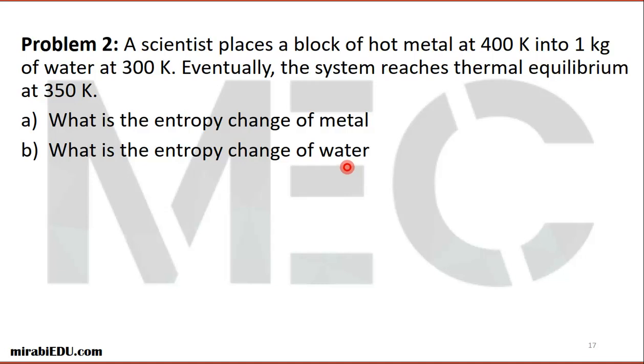Another problem. A scientist places a block of hot metal at 400 Kelvin, which is roughly 127 degrees Celsius, into 1 kilogram of water at 300 Kelvin, which is roughly 27 degrees Celsius. Eventually, the system reaches thermal equilibrium at 350 Kelvin. Find the entropy change of the metal and the entropy change of the water.